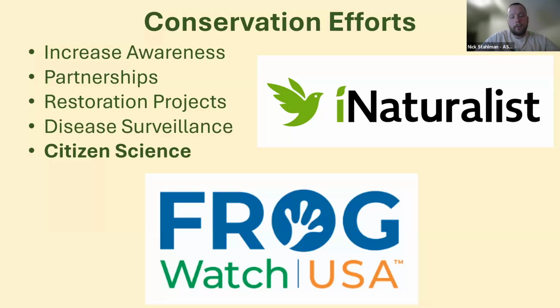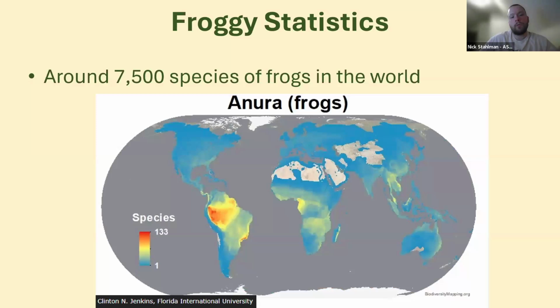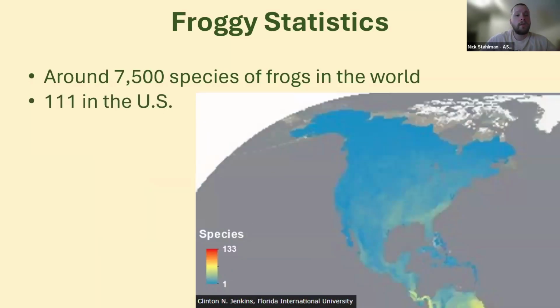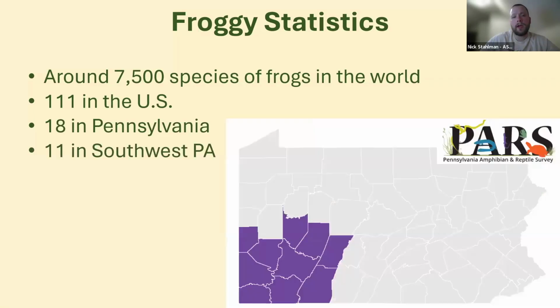So now, hopefully, we have a better understanding, a foundation for what amphibians are, why we should care about them, what their state is. So let's take a look at frogs in Pennsylvania. And before we get to Pennsylvania, just worldwide, again, we have about 7,500. In the US, it's about a little over 100. And in Pennsylvania, there's 18 recognized frog species. Southwest PA, we're looking at about 11.